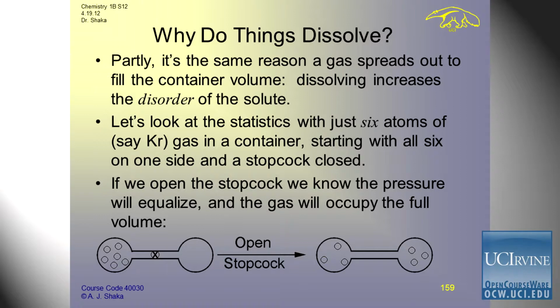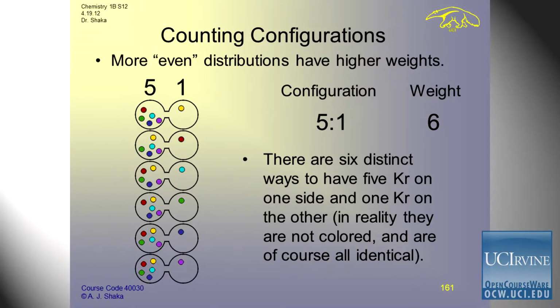This is going to keep happening until we have an equal amount going from one side to the other and an equal amount coming from that second side to the first. It's an equilibrium. We have 3 on each. One switches to the other, another switches back, and so forth. But this is only with 6 atoms.